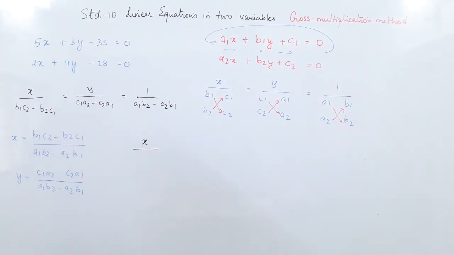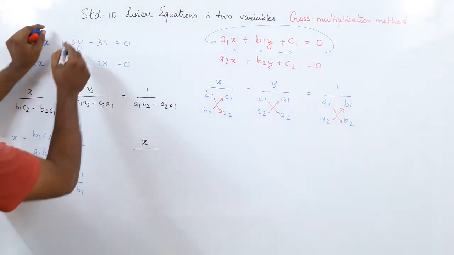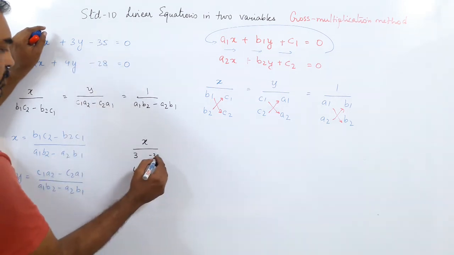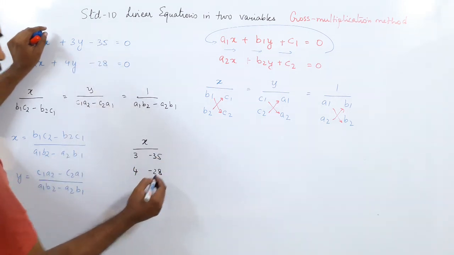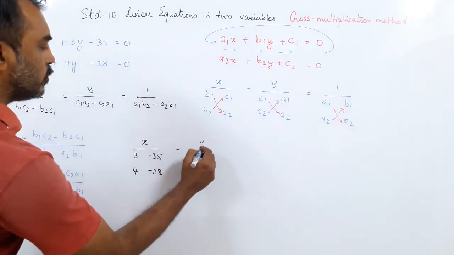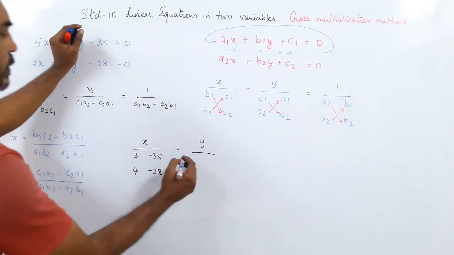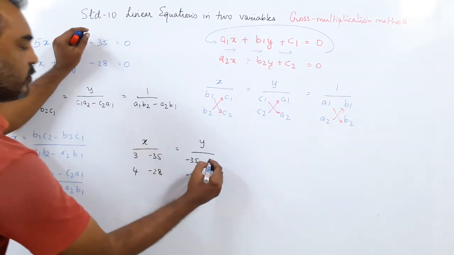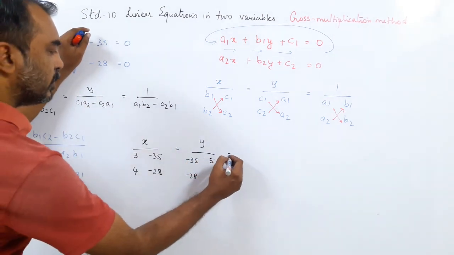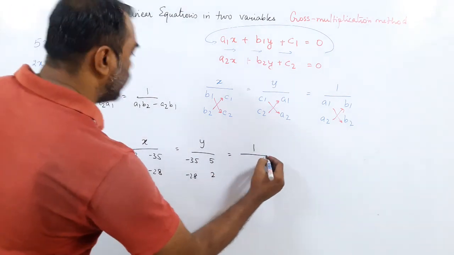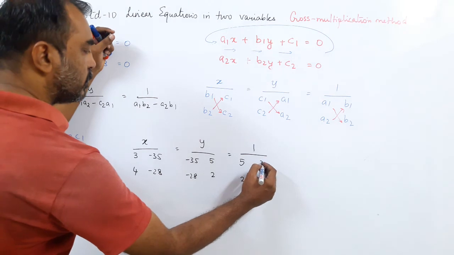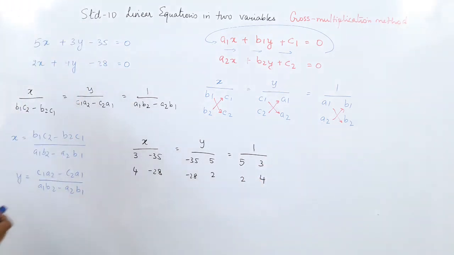And now let us do the same sum by the method. So x upon, so x we remove. What do we write? 3, 4, minus 35, minus 28. Equal to y upon, follow the order, y: minus 35, minus 28 and 5 and 2, equal to 1 upon, remove this, 5, 2, 3 and 4.